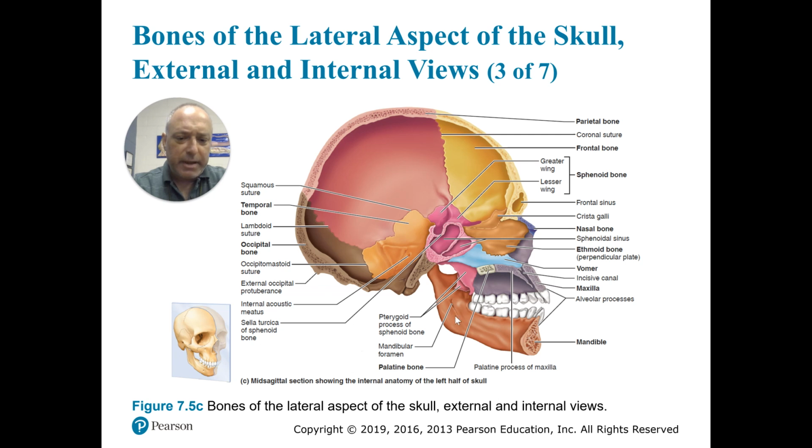We can make out the mandible with some processes, a pterygoid process. This is actually of the sphenoid bone, superior to the mandible, as well as the palatine bones, which make up the top of the mouth. The vomer is another bone that makes up the top of the mouth, that sits inferior to the ethmoid bone.